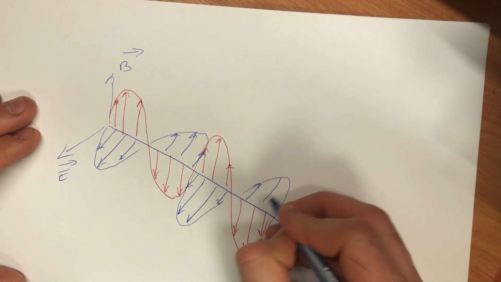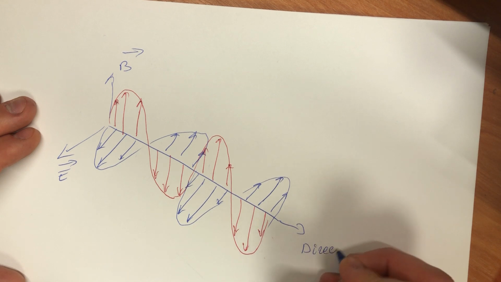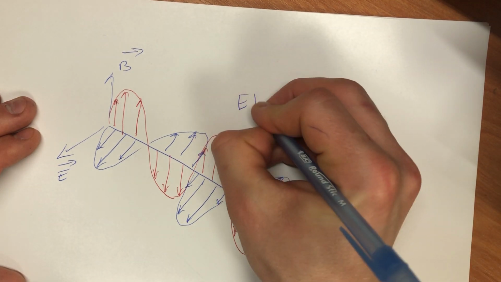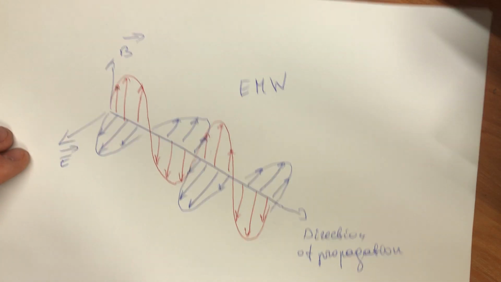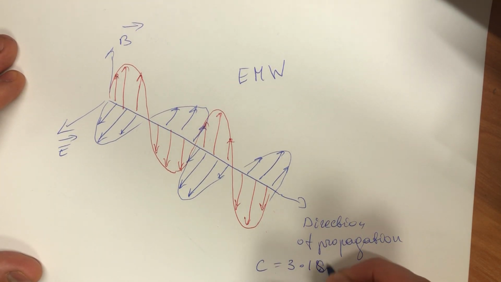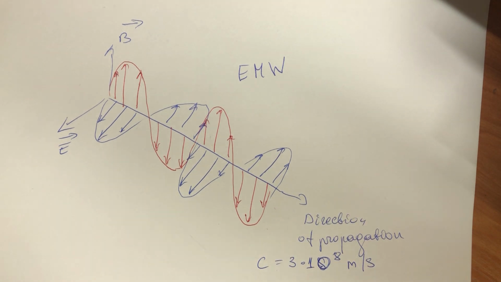This would be the direction of propagation. So it's called an electromagnetic wave, and it travels at the speed of light. All electromagnetic waves in vacuum travel at 3 times 10 to the 8 meters per second, which is called the speed of light. There are various types of electromagnetic waves. Visible light is one of them.